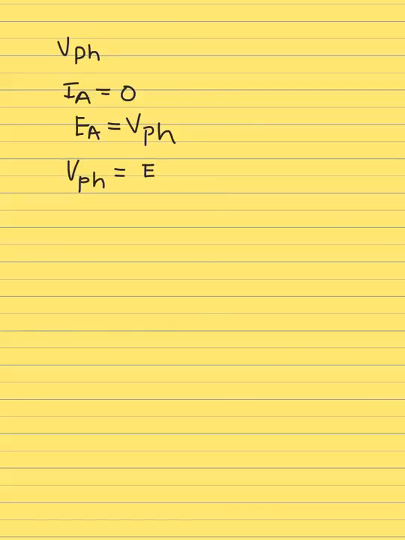Okay, part D of the question is, if the generator's load were suddenly disconnected from the line, what would happen to its terminal voltage? So we're looking at any change in V phase if the load got disconnected. Now with the load disconnection, we're aware that IA is going to be 0, and in that case EA will equal V phase. Now what value of EA? That's the question now. So V phase equals EA.